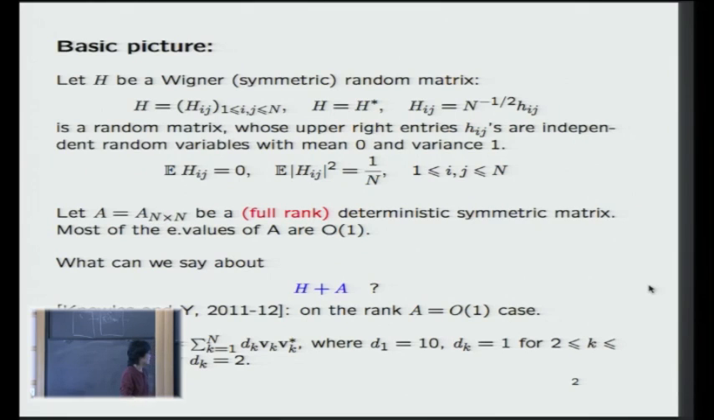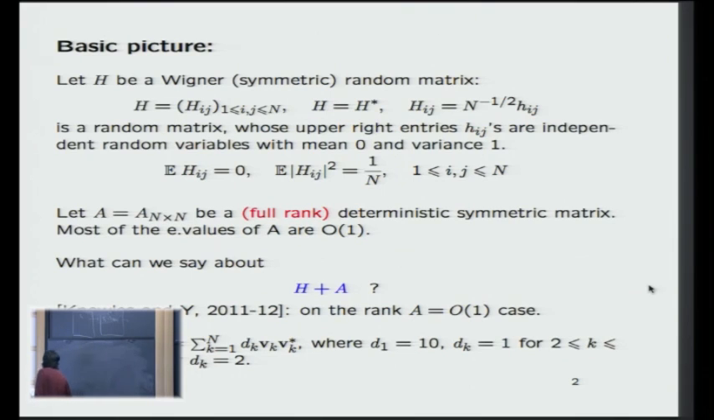First, let me give you a very rough picture about what will happen with this H plus A. First, let me tell you this. The eigenvectors of A are not very important. A is still a symmetric matrix. The eigenvalues of A are important. If we look at this case, the largest eigenvalue of A is 10, and half of the others are 1, and half of the others are 2. Then you will see the spectrum of this H plus A.